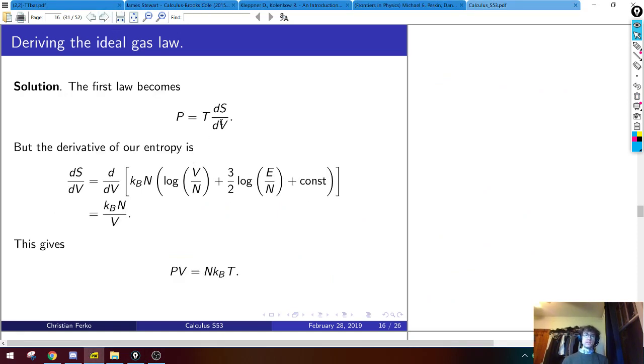Okay, this is just the same thing that you just told me. Yeah, if you divide out by dV, the first law becomes P equals T dS/dV. Take the derivative with respect to V of entropy. These guys die. You're left with k_B N over V. Set that equal to P over T, and you get PV equals N k_B T, which is what we wanted to show.